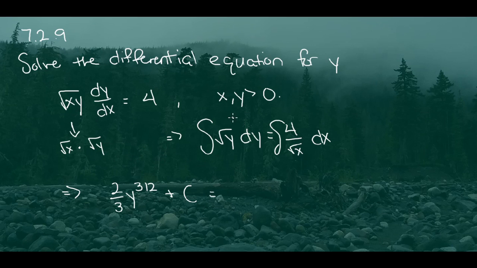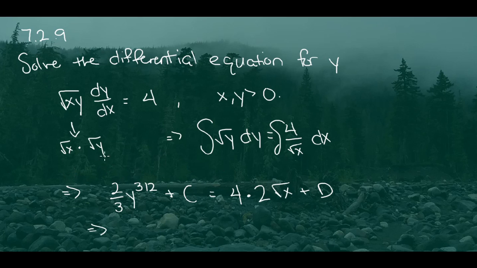And then over here, what do I have? Well, the 4 is just going to stay out front, and then I really have x to the negative 1/2, right? So I add 1 to that, and then divide out by that power. So I add 1, I get 1/2, divide out by 1/2, that's really multiplying by 2. So I multiply by 2, and then I get square root of x plus d, right? Some other constant. The c and the d, they're both constants. They're both arbitrary, so those are going to get absorbed into each other.